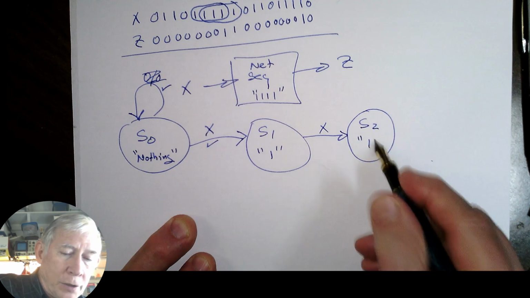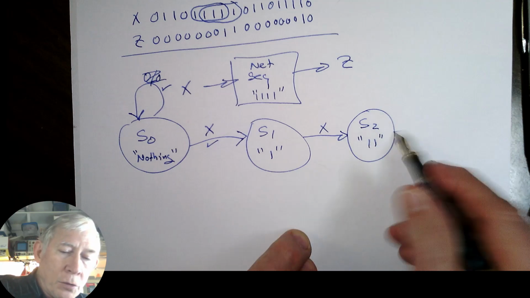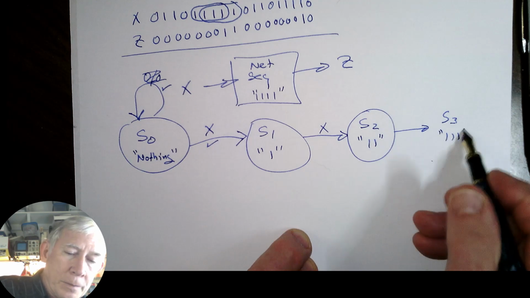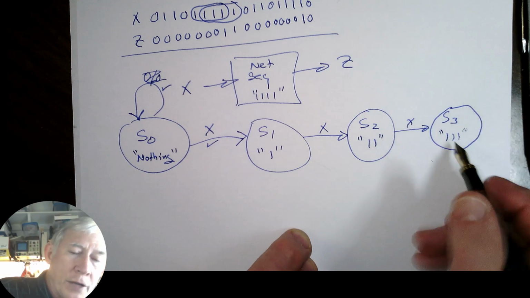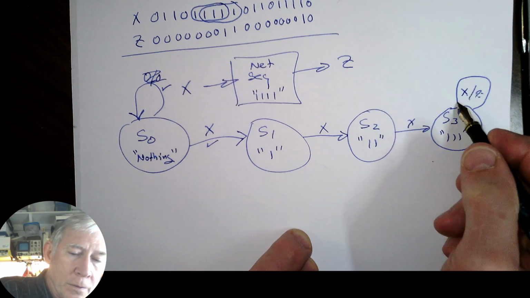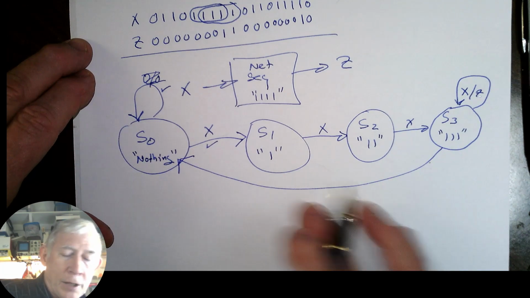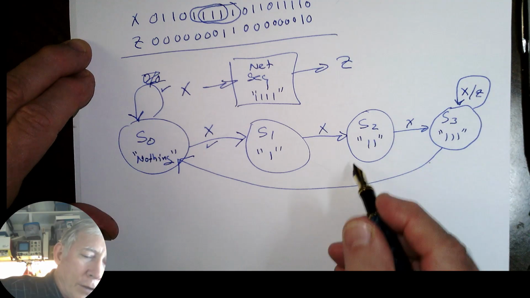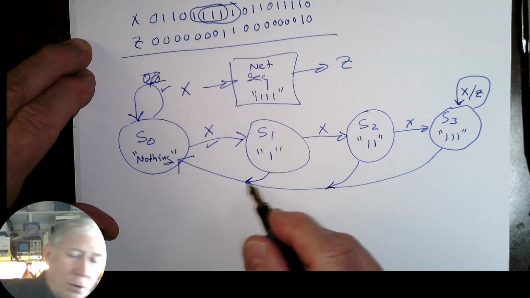And now we have two 1s. Then if we get another 1, we'll go to S3, and that'll be 3 1s. Now if we get one more 1, we can stay here, but we'll output Z equals 1. But if we get a 0, we're going all the way back here. We won't have to write in X because we assume it's 0, and we won't have Z equals 1, so we'll assume it's 0. The same thing here if we get a 0, and the same thing here. So we'll just leave those blank.